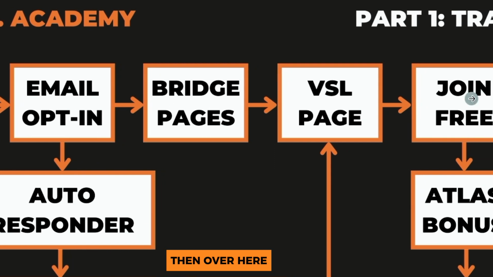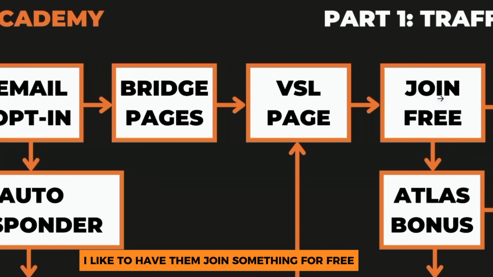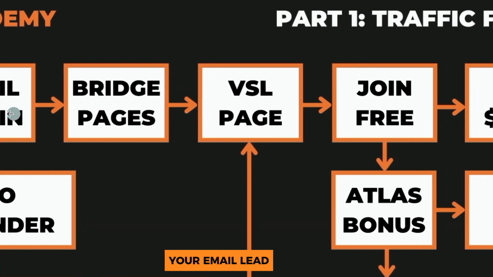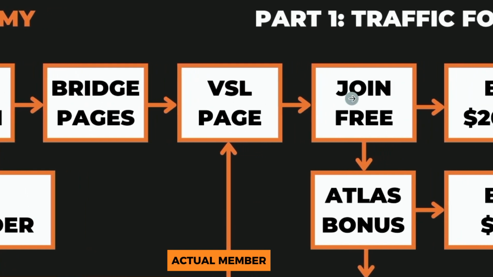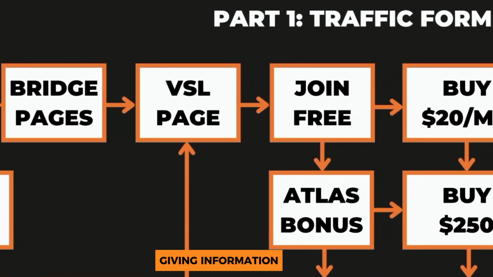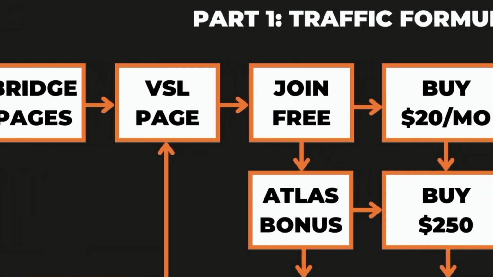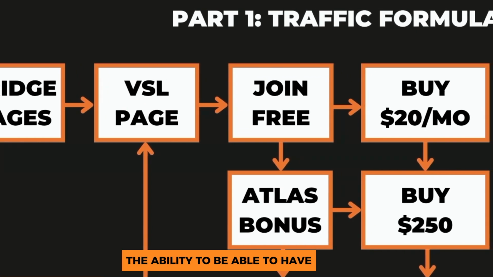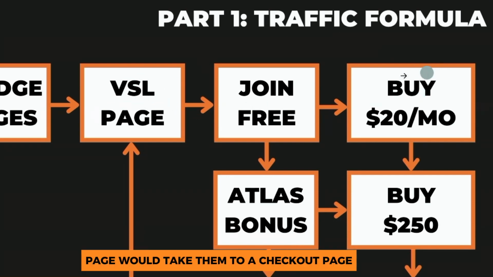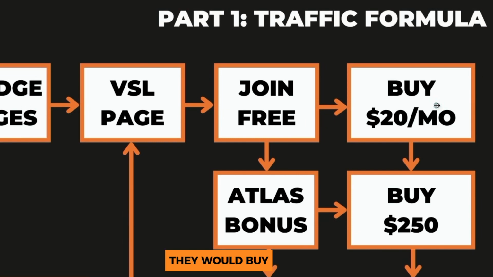Then over here, what I do is I like to have them join something for free. So at this point, your lead, your email lead, turns into an actual member. They're actually joining something. They're actually giving you information. Now, if you don't have a membership site or you don't have the ability to have people join something, then you would skip this step and go straight to a purchase page. So this sales page would take them to a checkout page. And on the checkout page, they would buy your product or whatever action you want them to do.